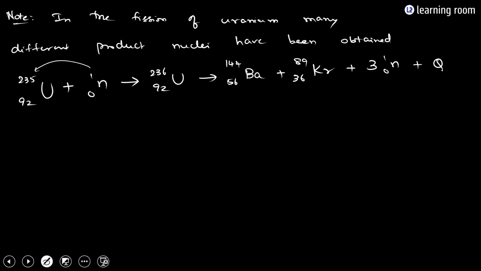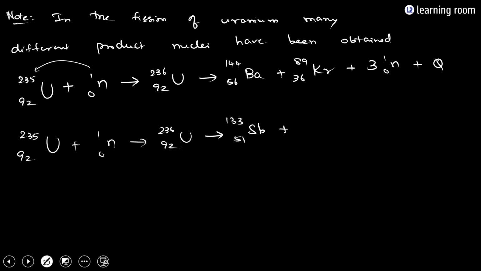So this is one of the products that is observed. I'm not saying this is the only reaction that has taken place, but this is one of the products that was observed. Similarly, if I take uranium 235 92 and bombard it with a neutron, it gets converted to uranium 236 92, and this time it is not going to disintegrate into barium and krypton. It will disintegrate into antimony 133 51 and neodymium 99 41, along with the release of four more neutrons and energy.